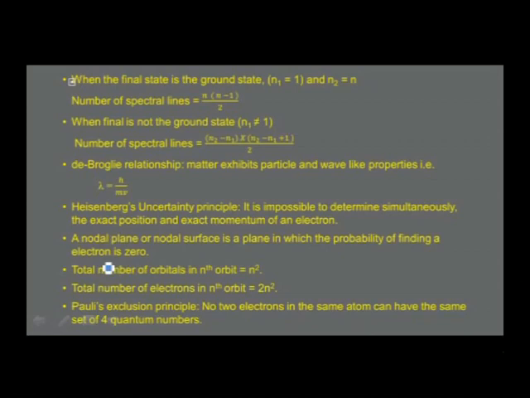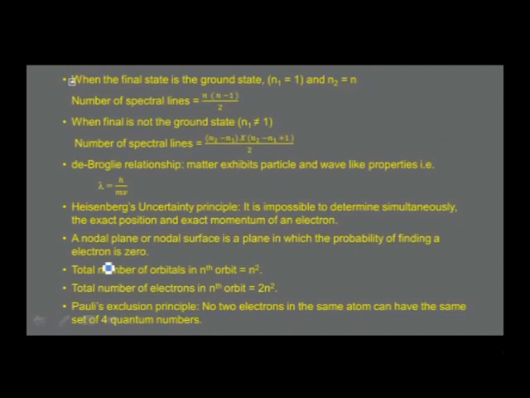Heisenberg's uncertainty principle: it is impossible to determine simultaneously the exact position and exact momentum of an electron. A nodal plane or nodal surface is a plane in which the probability of finding an electron is 0. Therefore, we further proceed to understand the important terms.